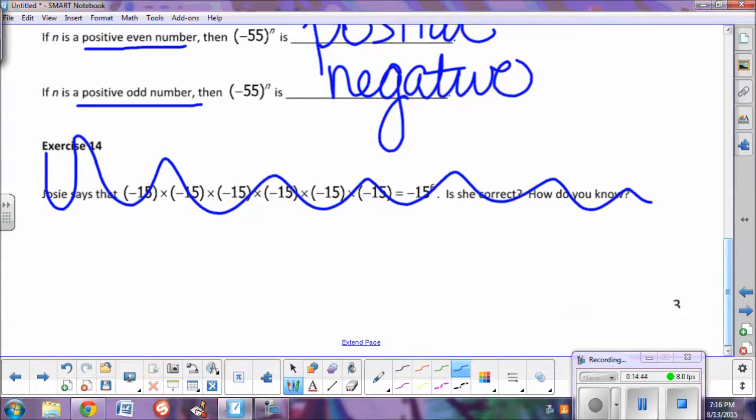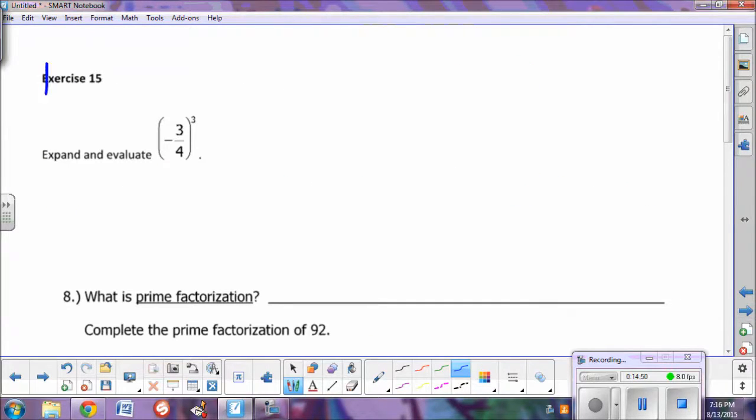One more quick example, little review on the next page. We can cross that one out too. I think that one was repeated.